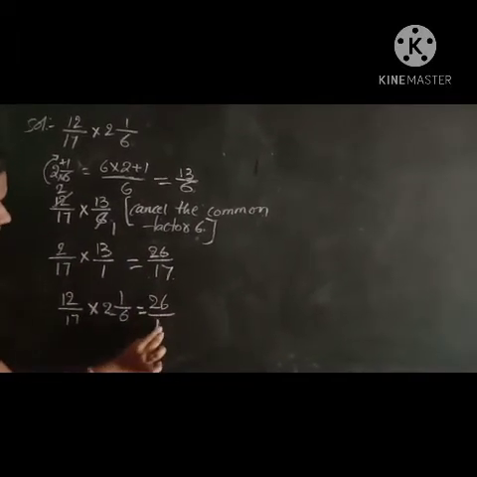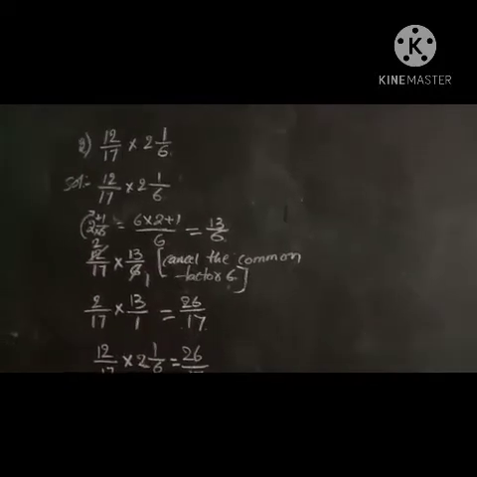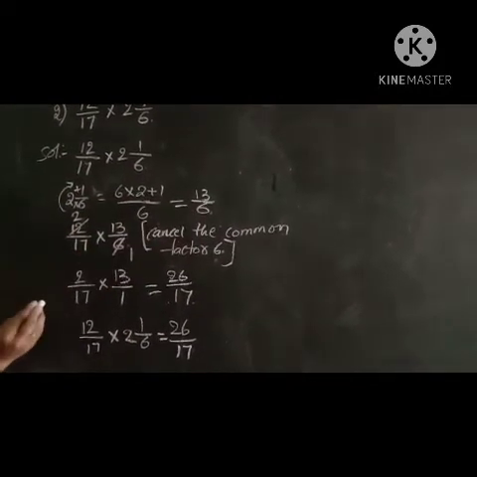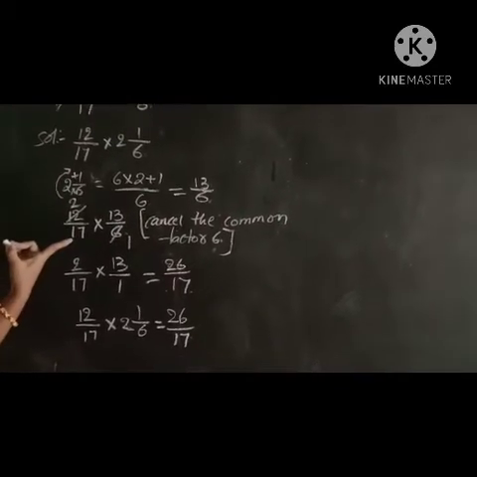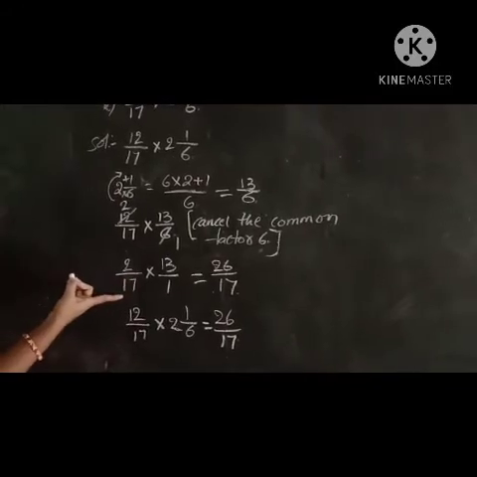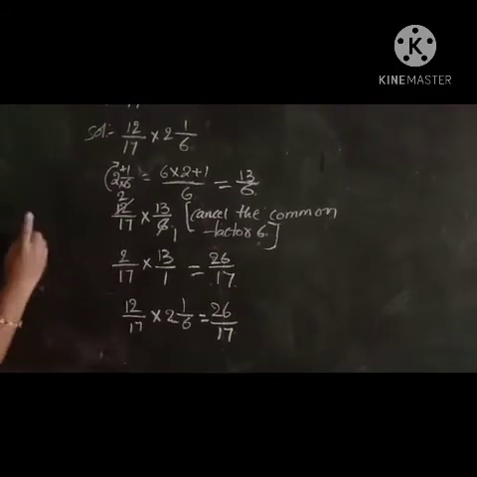26 by 17. Okay, first we have to convert mixed number into improper number. Afterwards we have to cancel the common numbers, if any are there. Again at last we have to multiply the numerators and denominators.